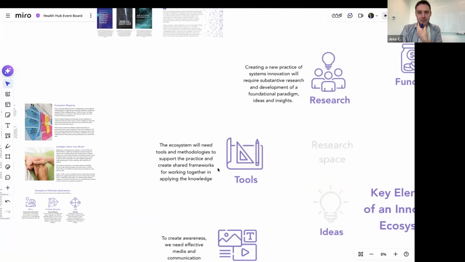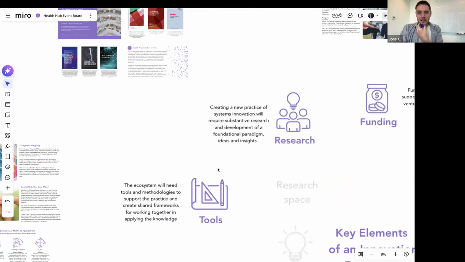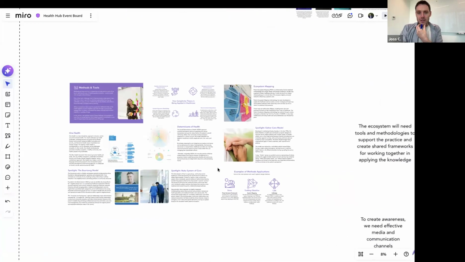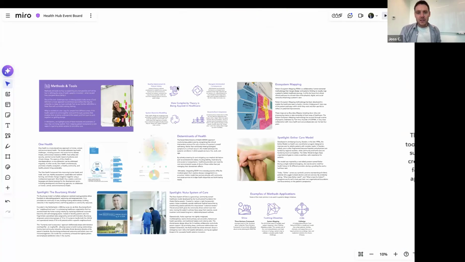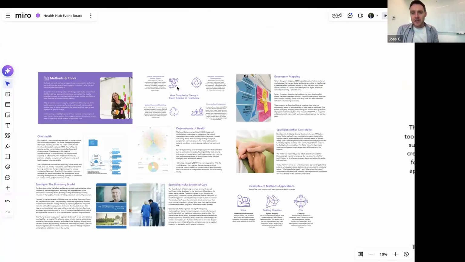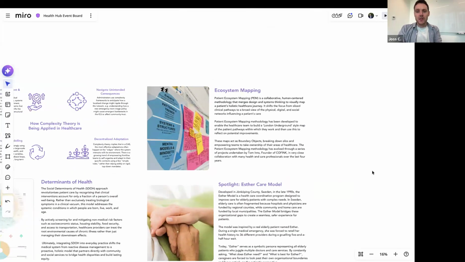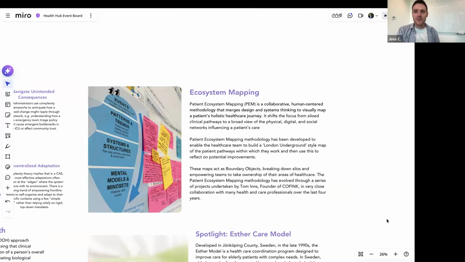So looking at tools and methods, those are ideas, and these are how we go about doing this. We highlight a few toolkits here and then interesting case studies. I mentioned earlier on this one here from Tom Ings and co. It's the ecosystem mapping toolkit and workshops. We had Tom join us for our conference in London and run a really interesting one here.